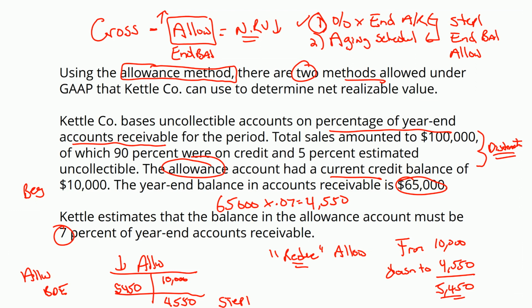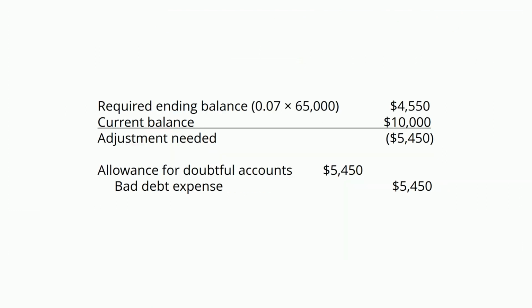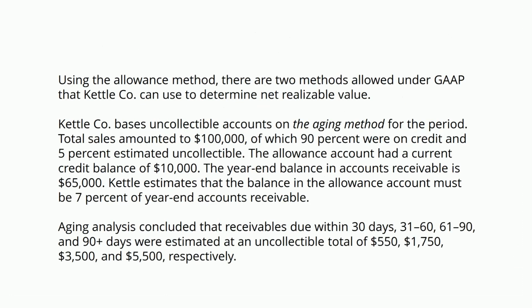Kind of weird, right, to be crediting bad debt expense. But nice and pretty. Okay, here's my required ending balance, step number one, $4,550. My current balance is 10, so we need to do what? The adjustment needed is to reduce that allowance. How do we reduce the allowance? With a debit to the allowance account, and then we credit our bad debt expense, $5,450. Alrighty? Beautiful, beautiful, beautiful.